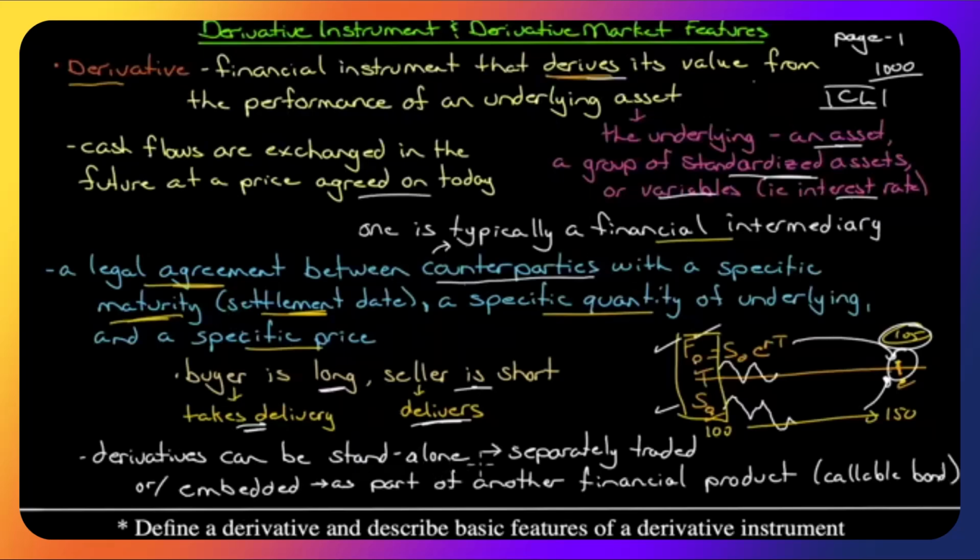Derivatives can be standalone, which means you can just enter into a derivatives contract on its own without anything else going on. Hey, listen, I'll buy your car in 6 months. I'll give you $10,000 in 6 months. You agree. That's a futures contract. Well, actually, that would be called a forward contract because it's not exchange traded. There is nothing else involved, just the contract itself.